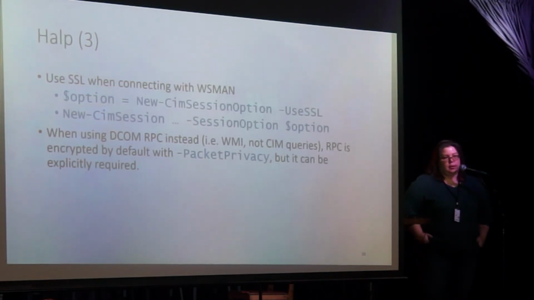Use SSL when connecting with WSMan. There's this SSL option, and that's how you set it. I've got the example there. You set a variable to New-CimSession -UseSSL, and in the New-CimSession, one of the tags you put on it is your session option. When you're using DCOM RPC instead, so when you're using WMI queries, RPC is encrypted by default, but if you explicitly want to make sure it is, you should use -PacketPrivacy.